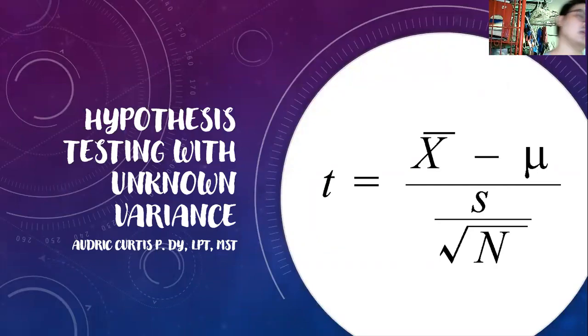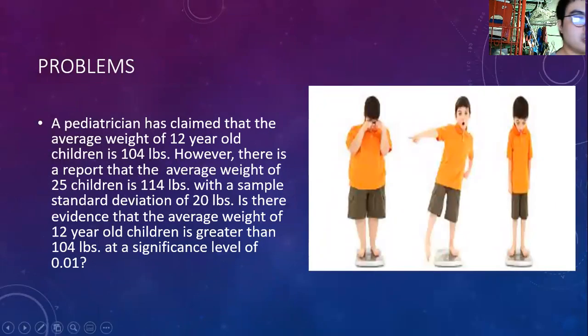So our topic for today is hypothesis testing with unknown variance. Okay, so a pediatrician has claimed that the average weight of 12-year-old children is 104 pounds. However, there is a report that the average weight of 25 children is 114 pounds. With a sample standard deviation of 20 pounds, is there evidence that the average weight of 12-year-old children is greater than 104 pounds at a significance level of 0.01?